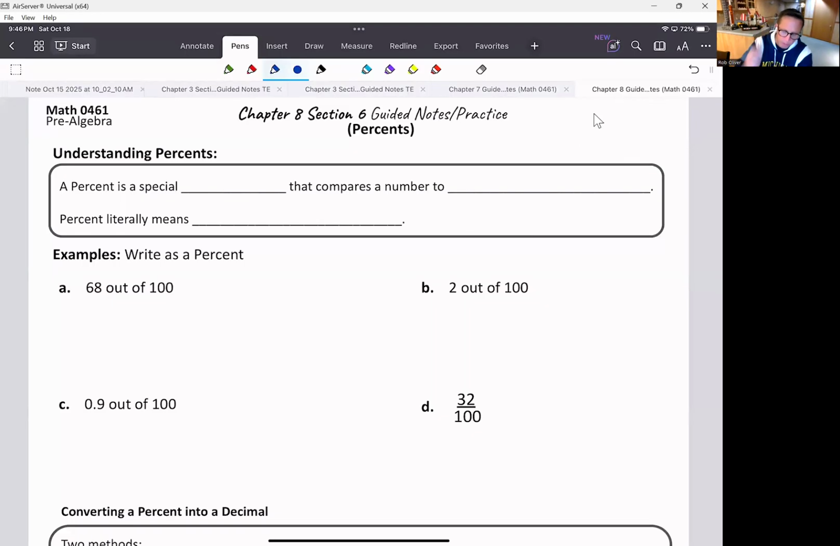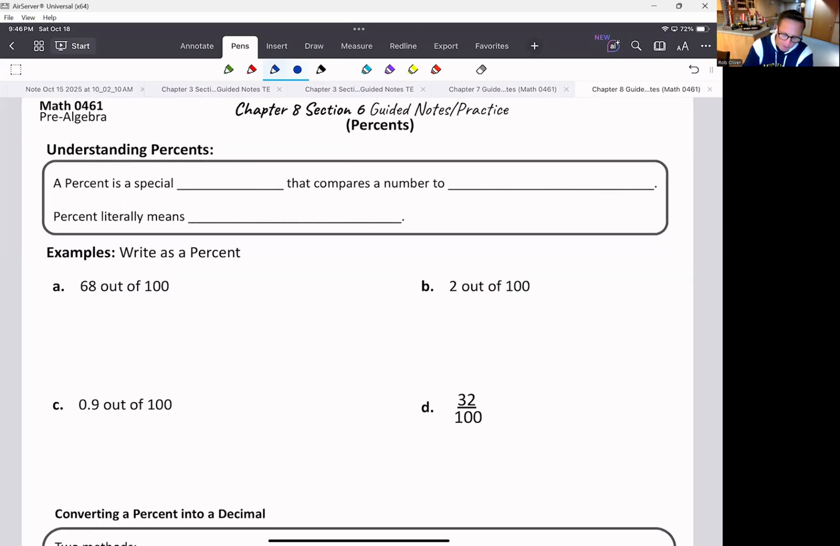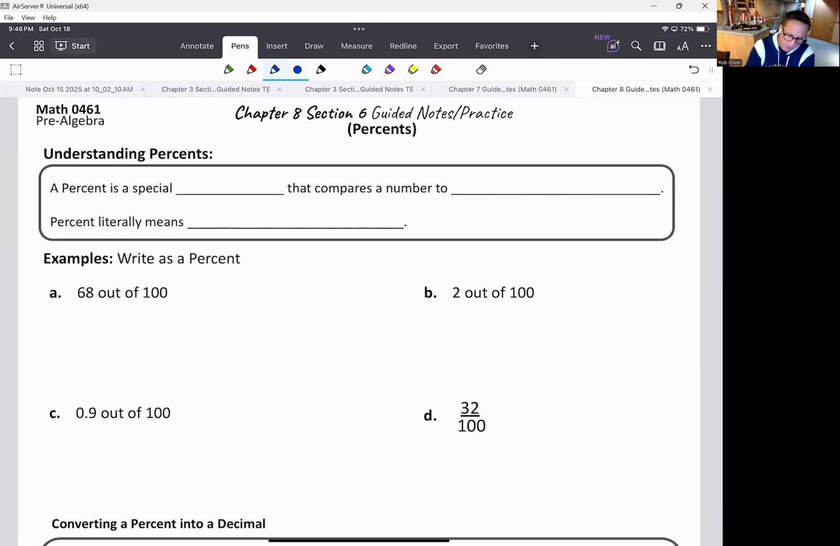Okay, we're going on to lesson 6 here in chapter 8. So the percent, I mentioned this in the last lesson, but I'm going to mention it again. A percent is a special type of ratio that compares a number to 100. Percent literally means out of or of 100. That's what it means, out of 100.